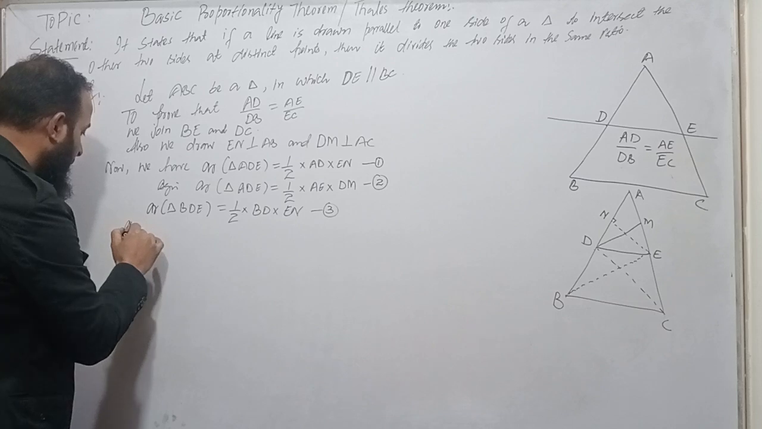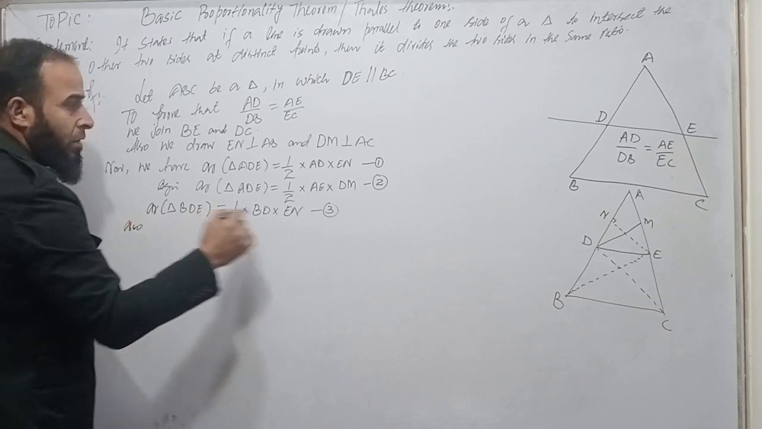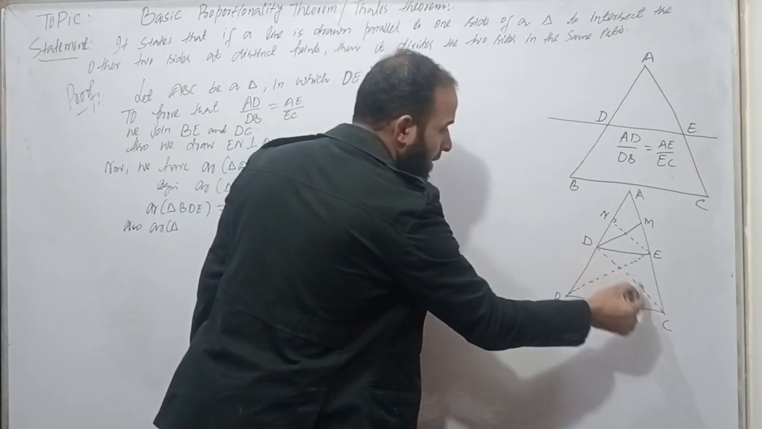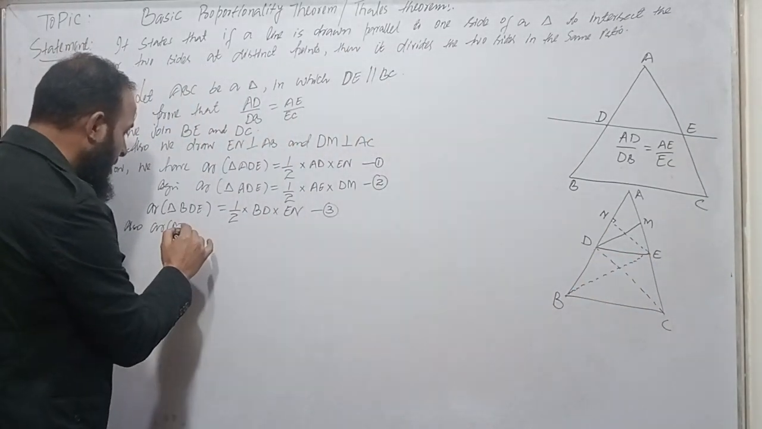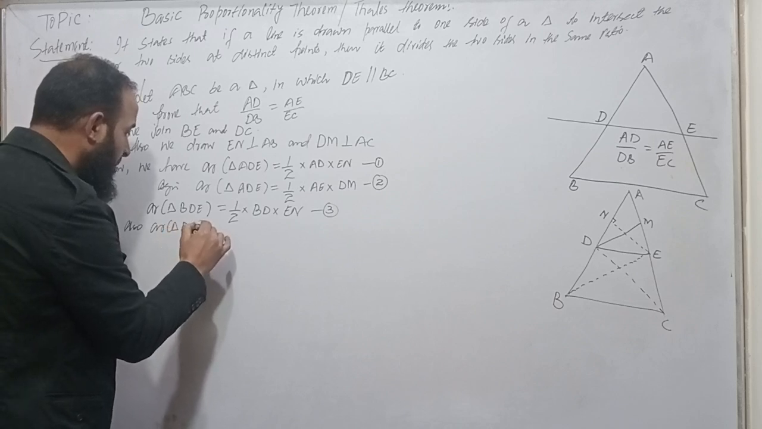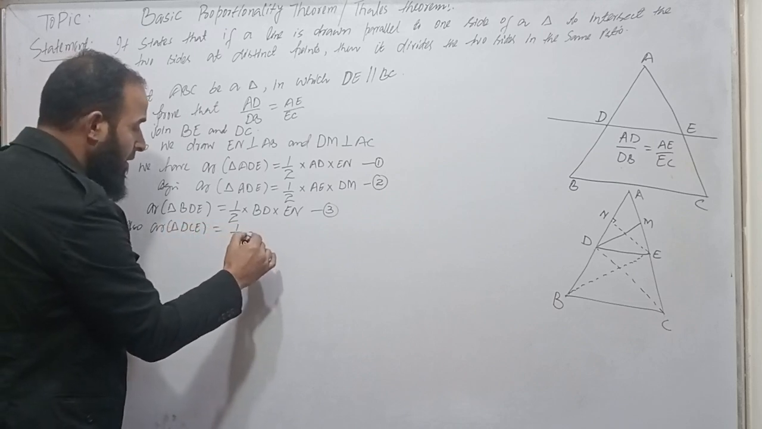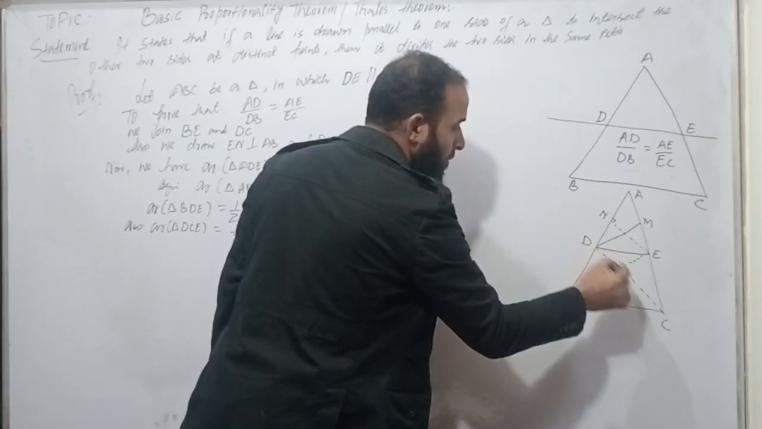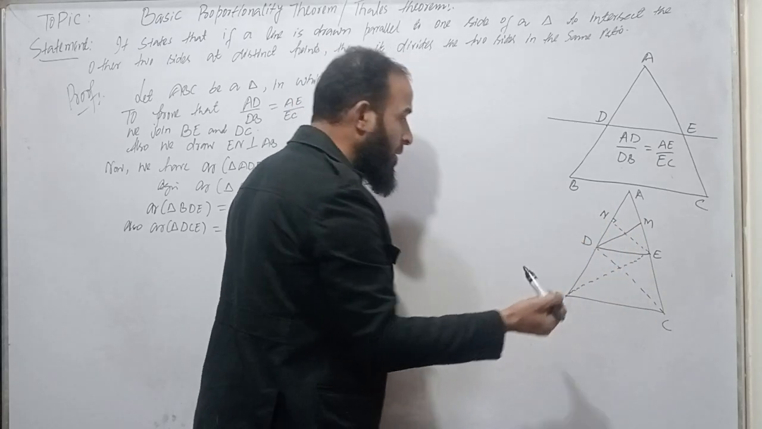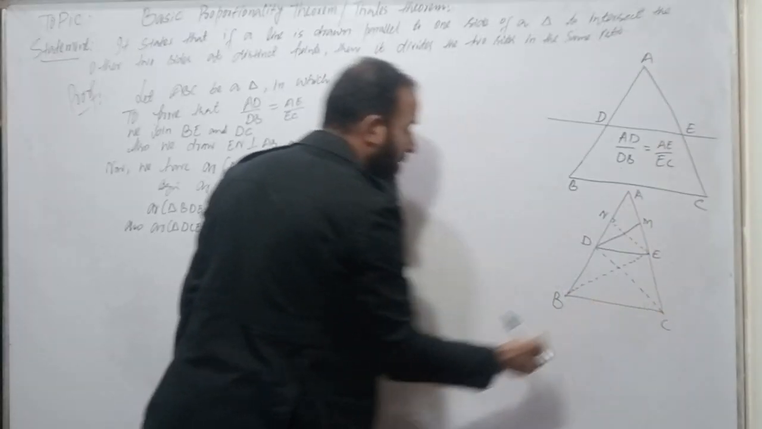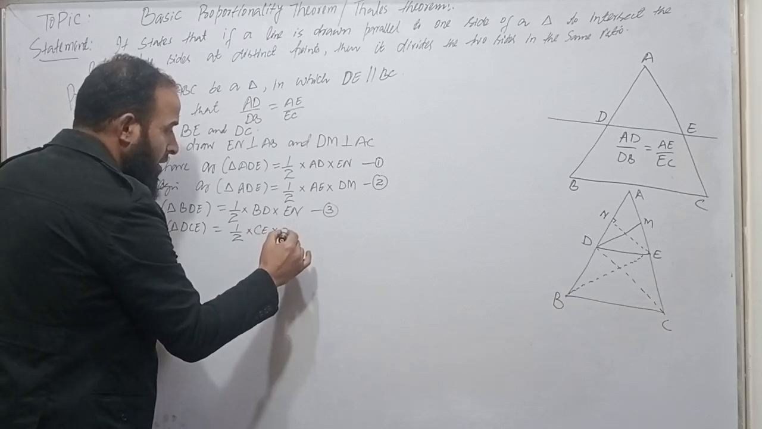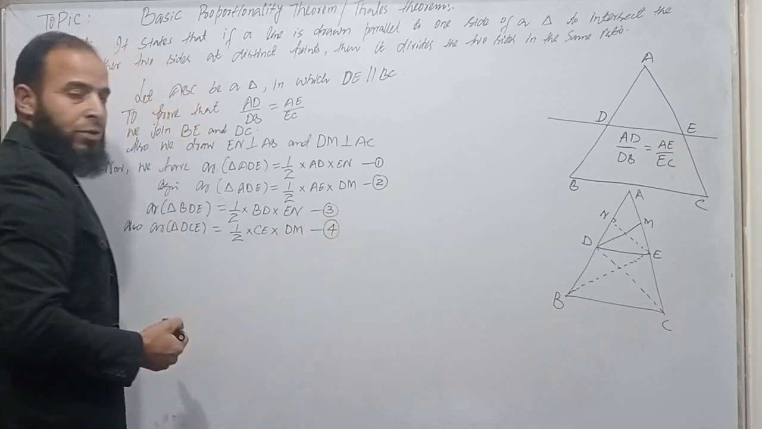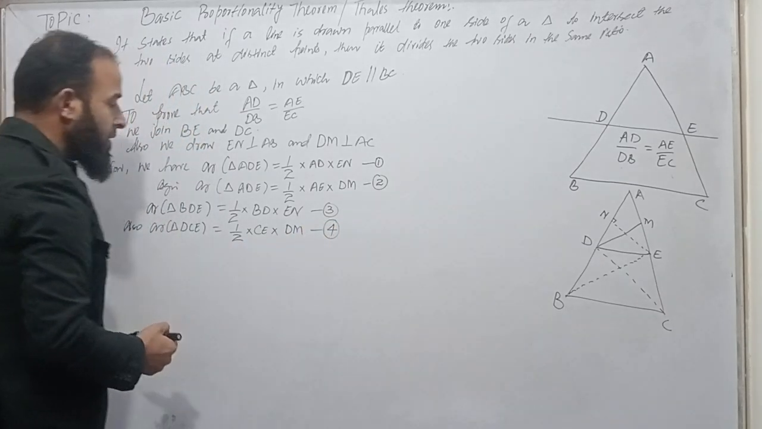Again, also area of triangle DCE. What will be the area of triangle DCE? It will be 1/2 of CE into the perpendicular on CE. Which one is the perpendicular? It is DM, perpendicular on this side. This will be our equation fourth.